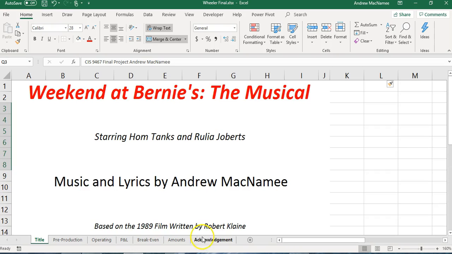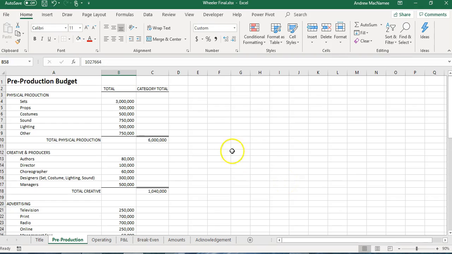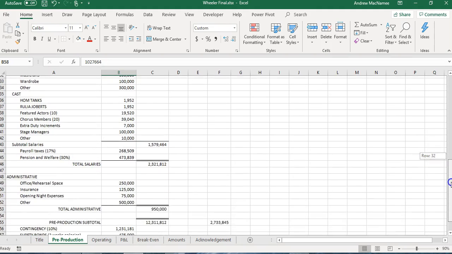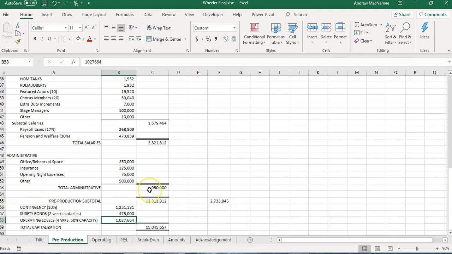The first thing I did was create a budget. Started with the pre-production costs, which are shown here. As you can see, it gets pretty expensive to make a musical. The sets, the creative team, all of the advertising up front, the salaries. The salaries for the cast includes salaries for rehearsals only, not for the actual production. And we get to the end here with the administrative costs, and we see the startup cost is a little over $15 million here.